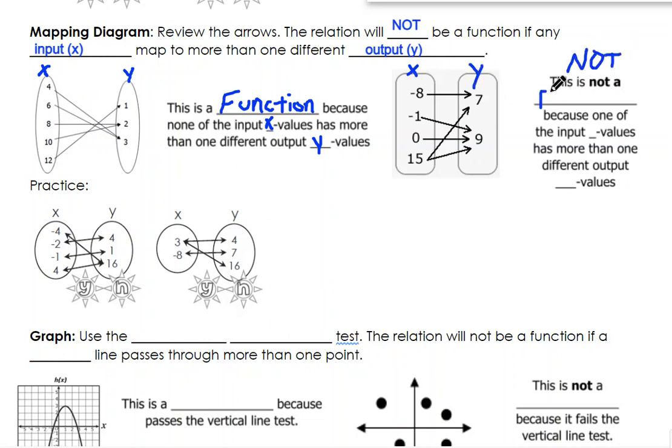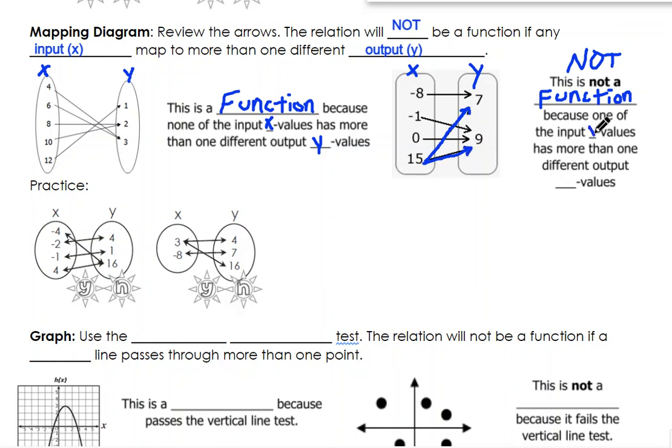All right? This one over here, the one on the right, is not a function. And the reason why it's not a function is, if you look at all those arrows over there, remember we want the x values to only have one arrow. We only want it to have one match. So -8 only has one match. That's cool. -1 only has one match. That's cool. 0 only has one match. Cool. But this 15 has got 2 arrows. It's matched with 7 and it's matched with 9.